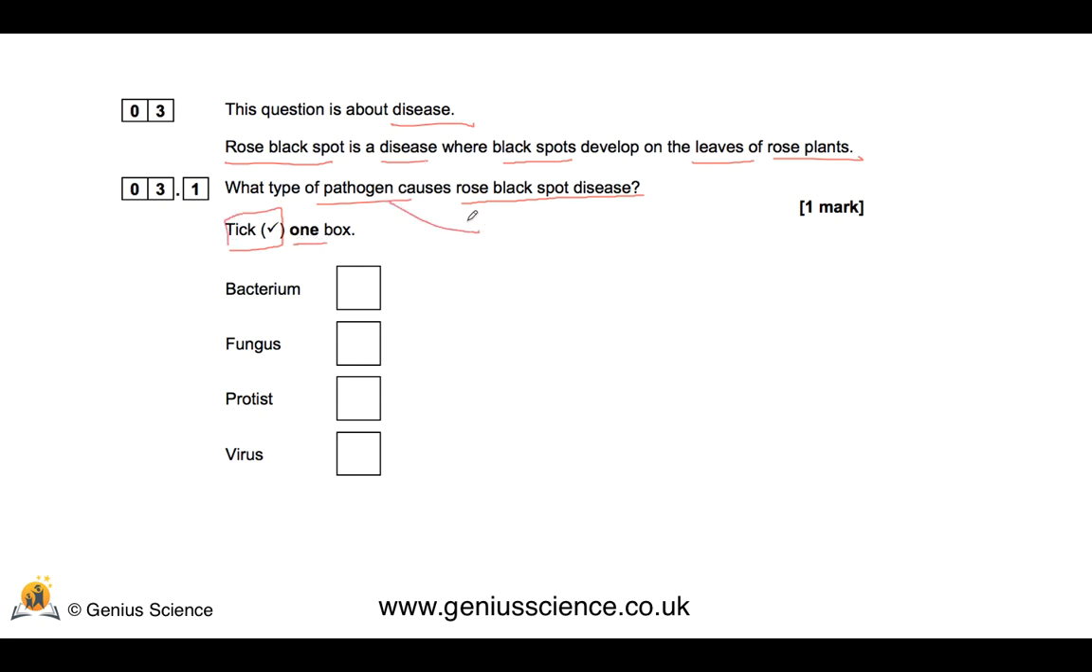First of all, it's worth knowing what a pathogen is. It is a disease causing microorganism. Okay. And this is just a simple knowledge question. And rose black spot is caused by a fungus.